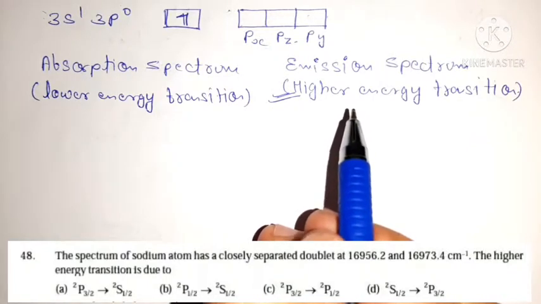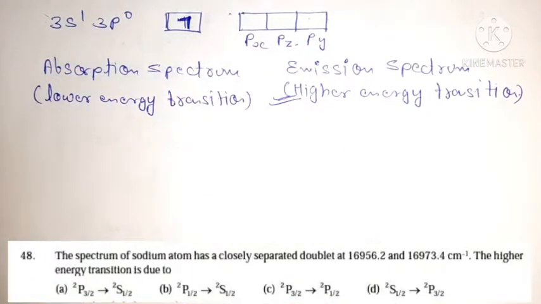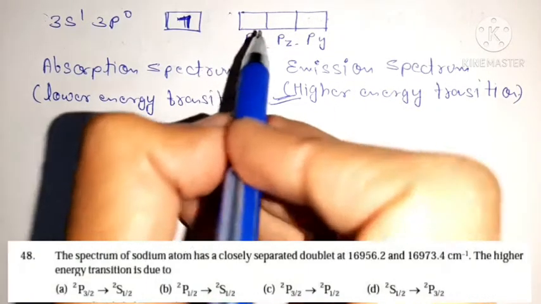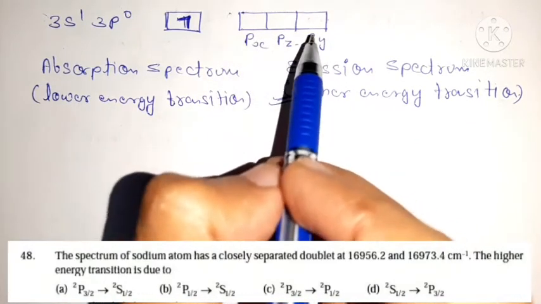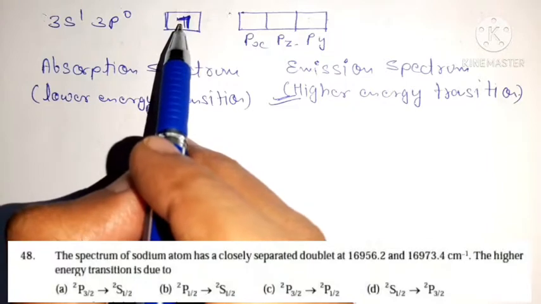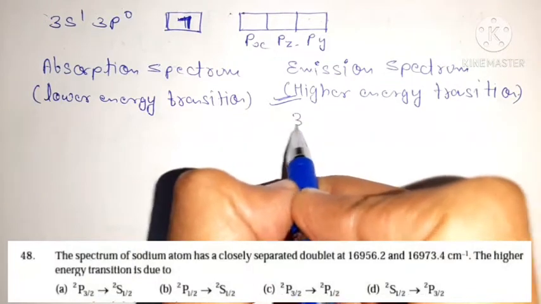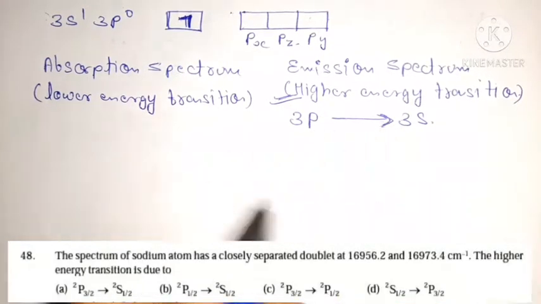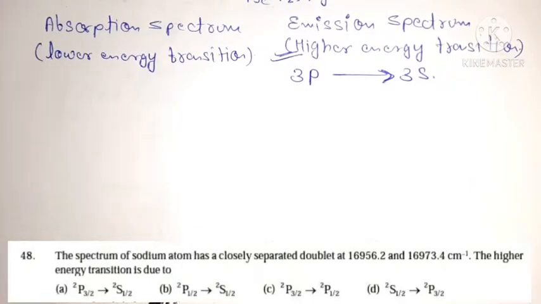In emission spectrum the electron comes from its higher excited state to its lower ground state. In the case of sodium atom, because it has only a single electron present in 3s orbital, what is the condition for emission spectrum? The single electron is present in one of the p orbitals, that is px, py, and from the p orbital it comes down to the lower energy 3s orbital. That means the single electron comes from 3p to 3s orbital. That is the case of your higher energy transition or emission spectrum.